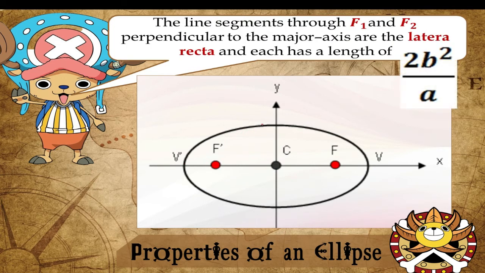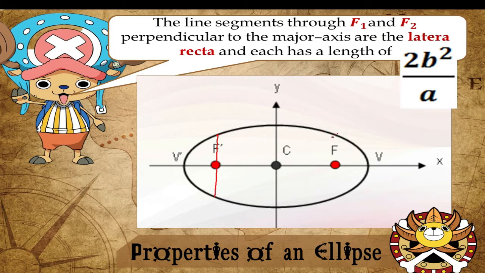So, the line segments through F1 and F2 perpendicular to the major axis are the lateral recta, and each has the length of 2b squared over a. The lateral recta are perpendicular and pass through the focus. There's one. There are two lateral recta.